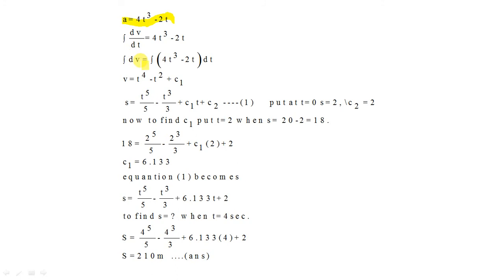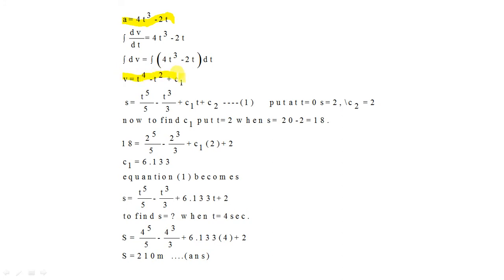So we get v is equal to 4 t raised to 4 upon 4, the 4s get cancelled, so it is t raised to 4, minus 2 t square upon 2, the 2s get cancelled, so it is only t square. So v is equal to t raised to 4 minus t square plus c1, where c1 is the constant of integration. Now this is the equation of velocity.